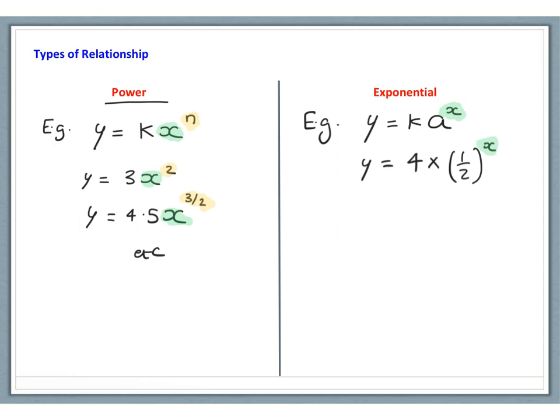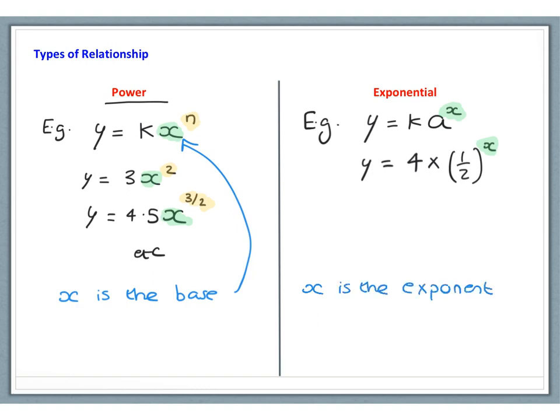base. So in a power relationship, our variable x is the base. We can see that clearly here. But in the exponential relationship, x is the exponent, which is another way of saying power. We can see that there.